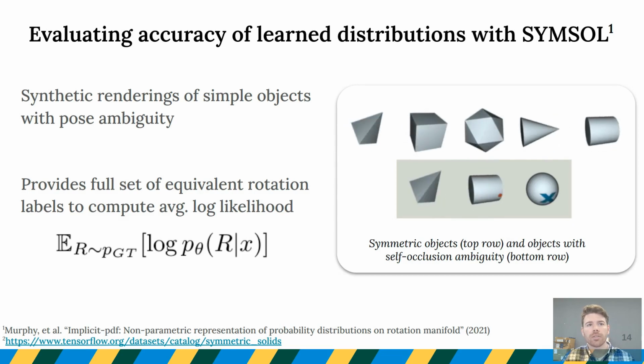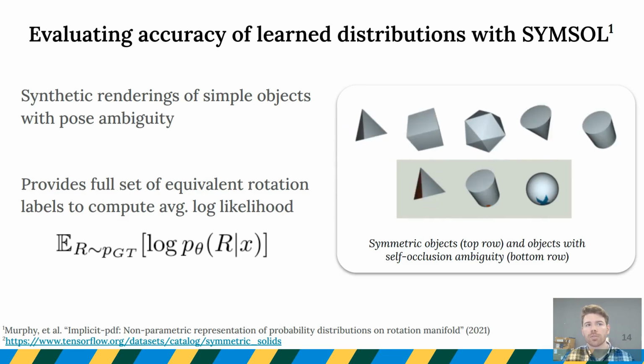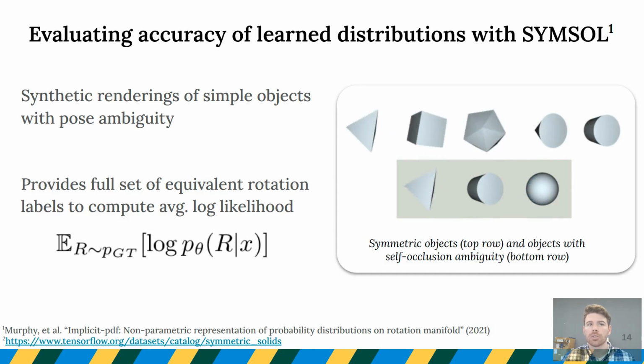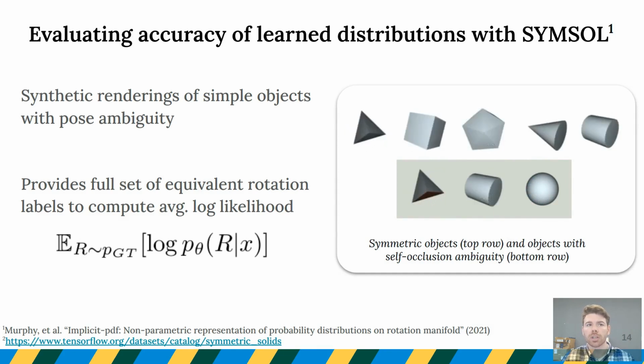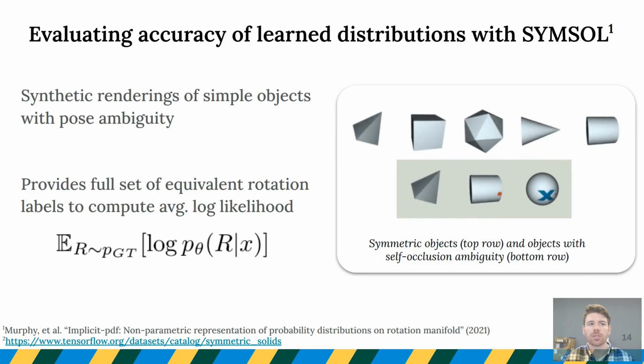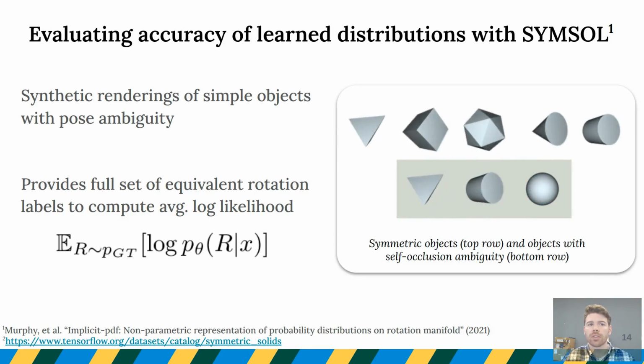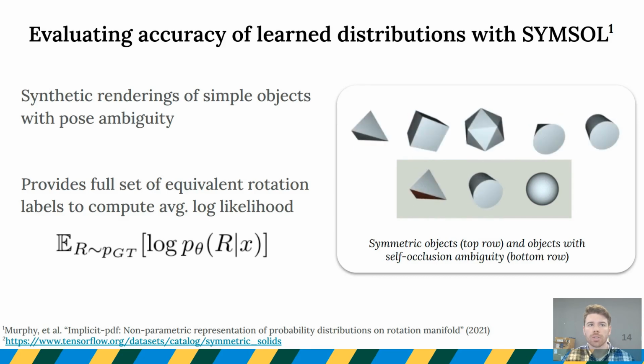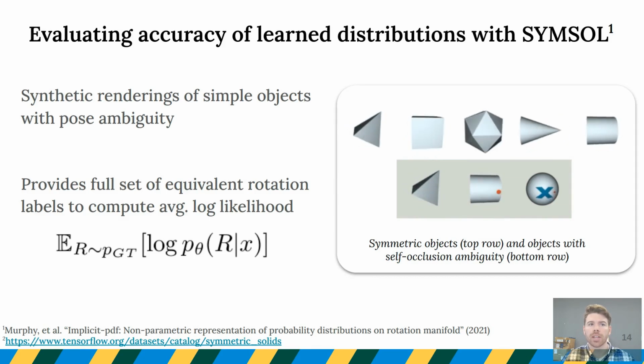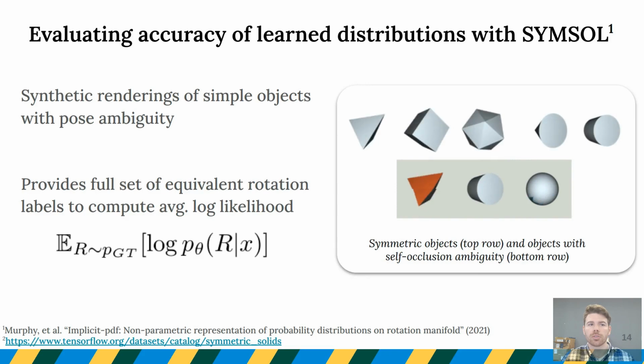We further evaluate the distributions produced by Image to Sphere with the SymSol dataset, which includes synthetic renderings of objects that have pose ambiguity due to symmetry or self-occlusion. The dataset provides the full set of valid rotations associated with each image, so we can quantitatively evaluate the accuracy of the learned distributions using average log likelihood.